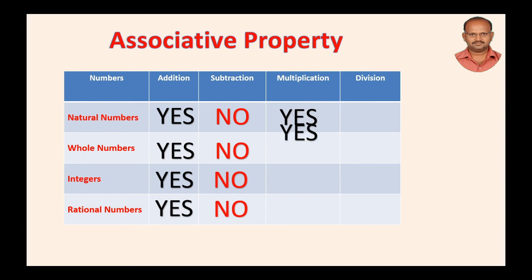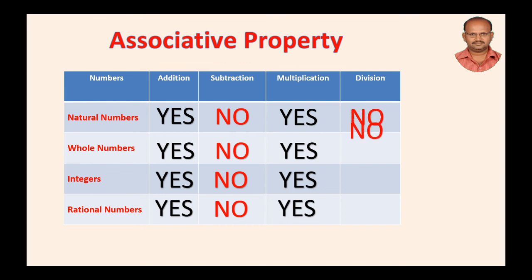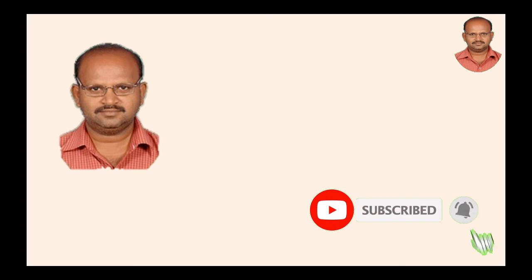In multiplication, it is associative for all sets of numbers, that is natural numbers, whole numbers, integers, rational numbers. In division, all sets of numbers are not associative, that is natural numbers, whole numbers, integers and rational numbers. Children, today we learn associative property of rational numbers.